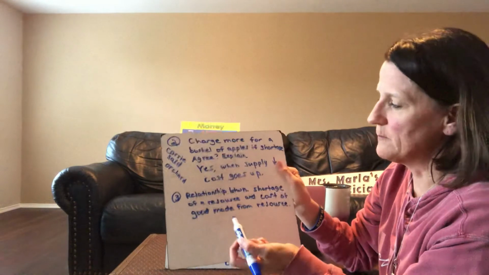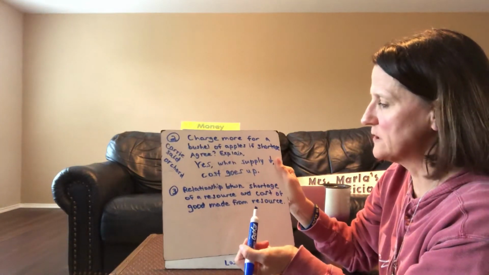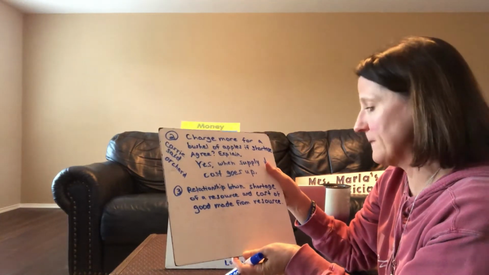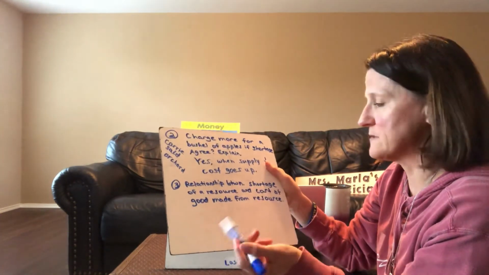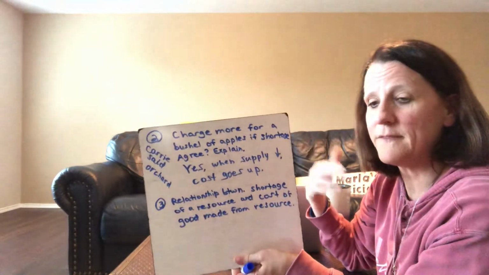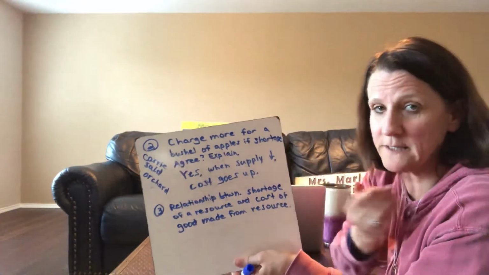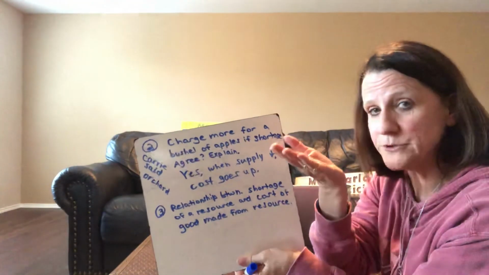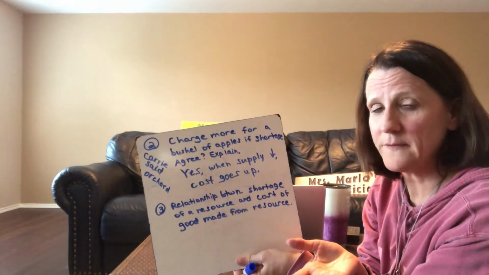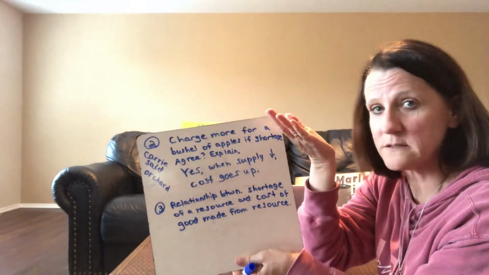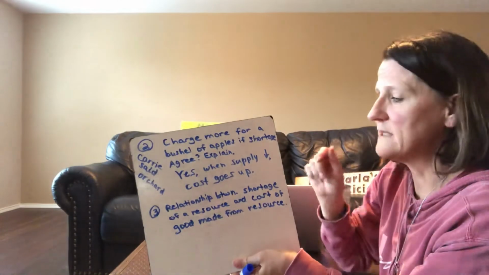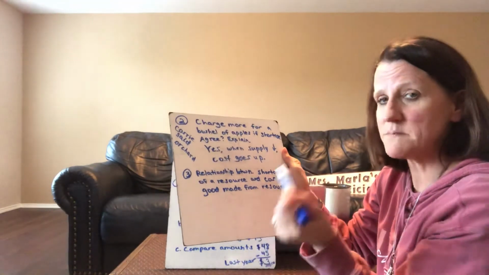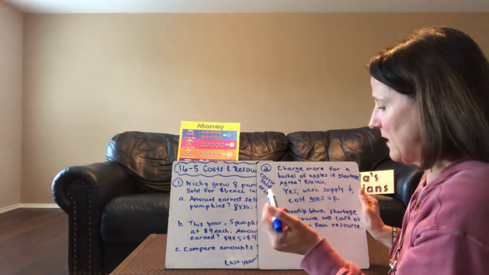And so number 3, the relationship between shortage of a resource and cost of a good made from the resource. So let's say that there's a shortage of apples, and so the price of apples goes up. So what do you think is going to happen to the cost of apple juice? What do you think it's going to cost, and how much it's going to cost of applesauce? Right, it's going to go up. And so if there's a shortage of a resource, the items made from that resource are going to go up.